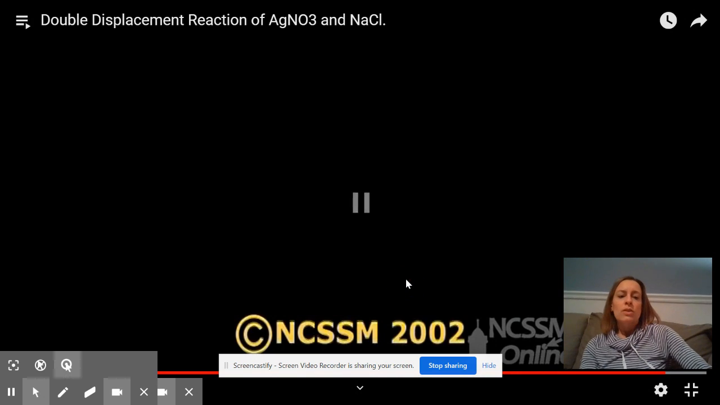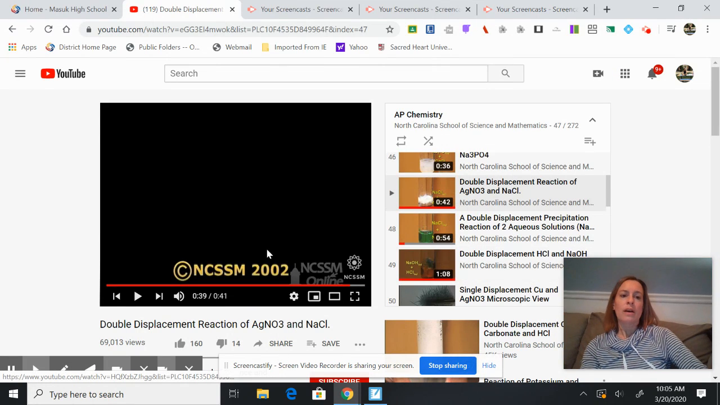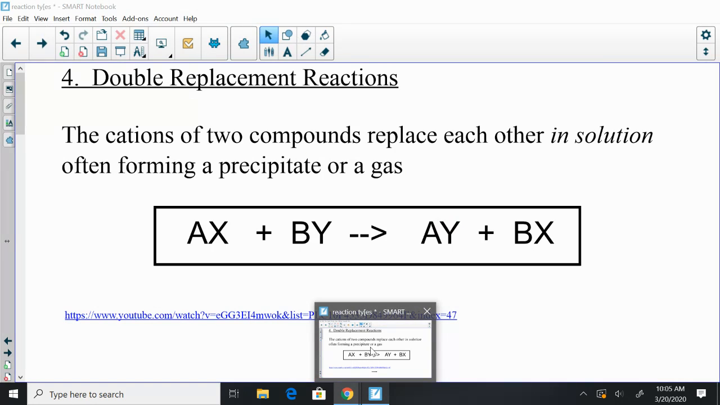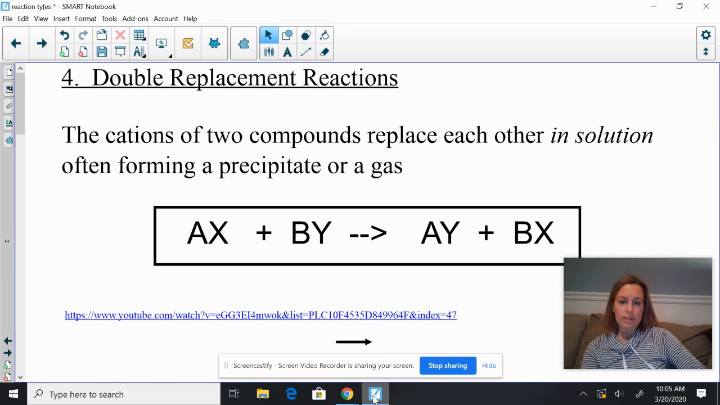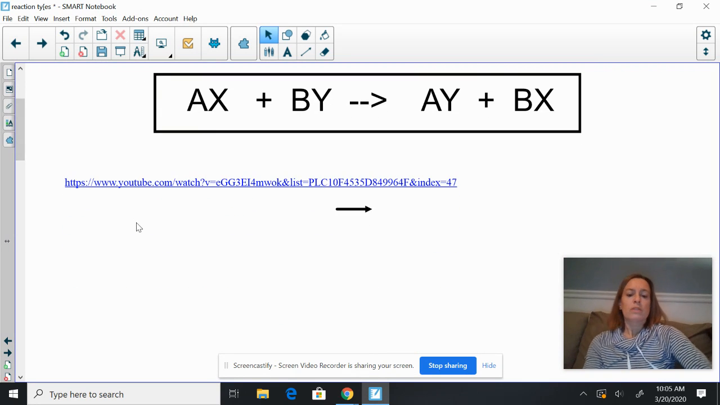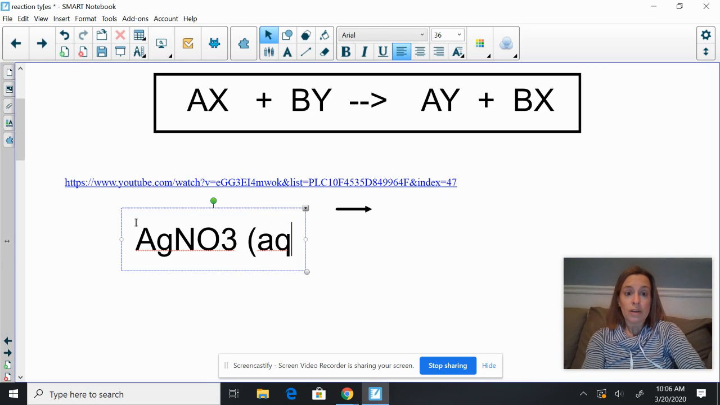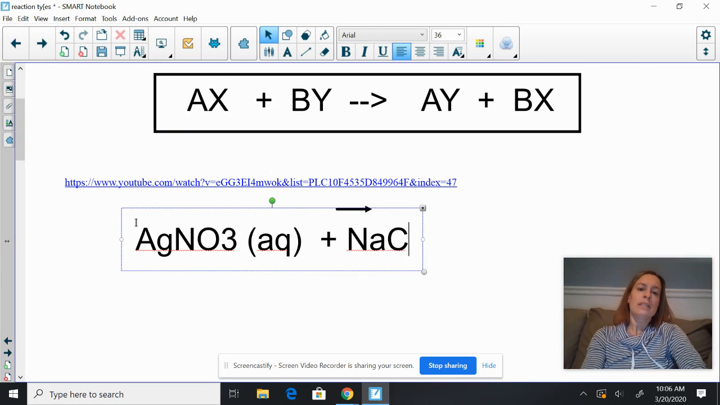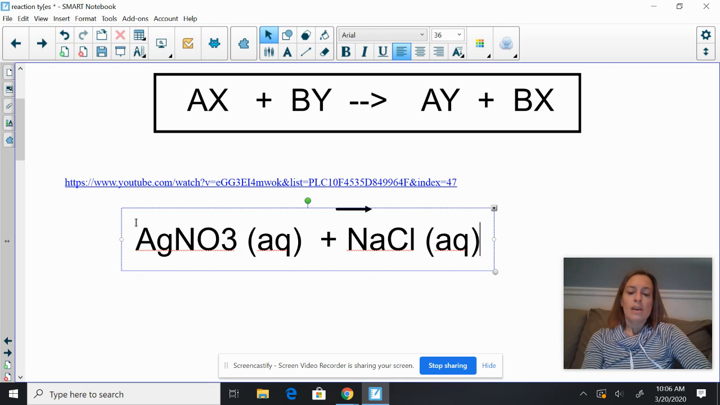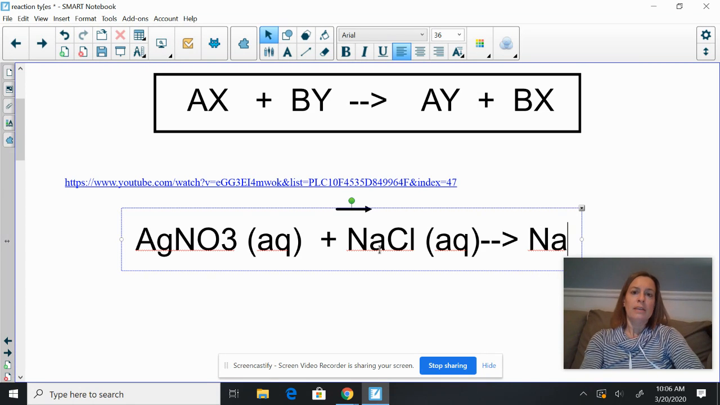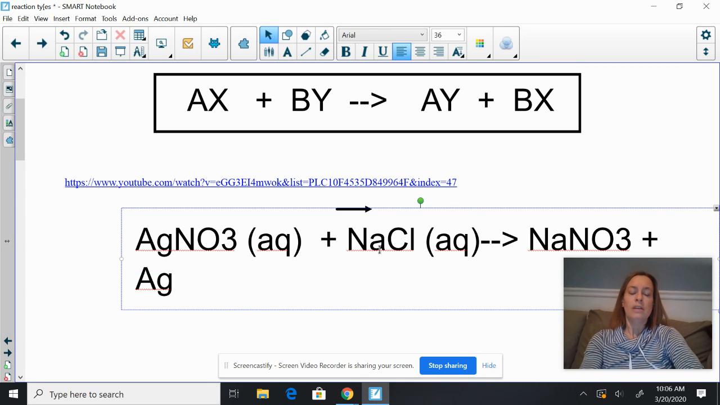Okay, perfect. So you can see that we have that double replacement reaction. We had the two compounds, silver nitrate and sodium chloride, and then we ended up with two new products. So let's see if I can get back to this screen and fill that in for you. So we had AgNO3 in solution, plus NaCl in solution. They reacted, and the silver and the Na switch places. So now Na is with the NO3 and the Ag is with the Cl.